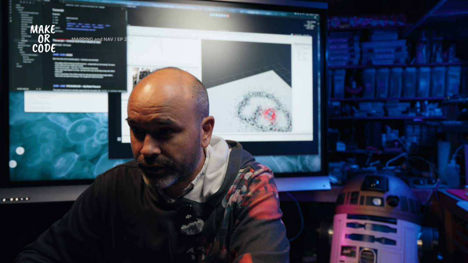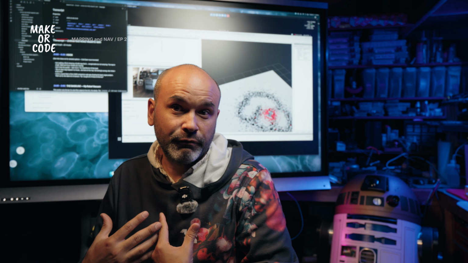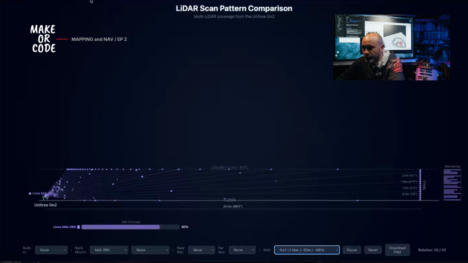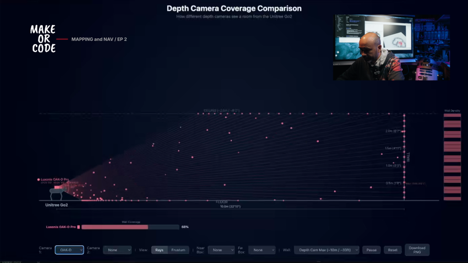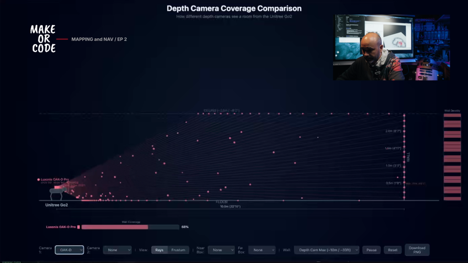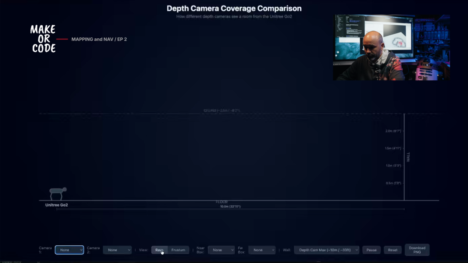So the next step was, okay, if LiDARs are there, what is the depth camera going to give me that the LiDAR is not? So again, I had the same kind of software setup, but this time I'm now utilizing a depth camera. So I first started with, I have a D435 and a D435i. Same thing, just one has an IMU, one doesn't. What would that do for me?